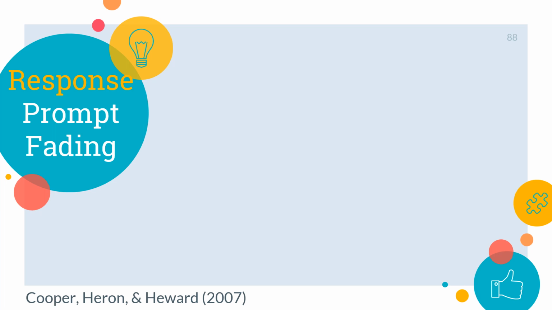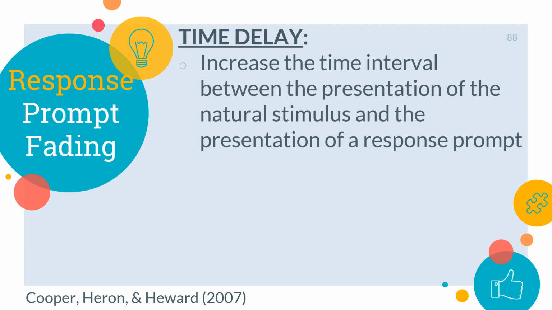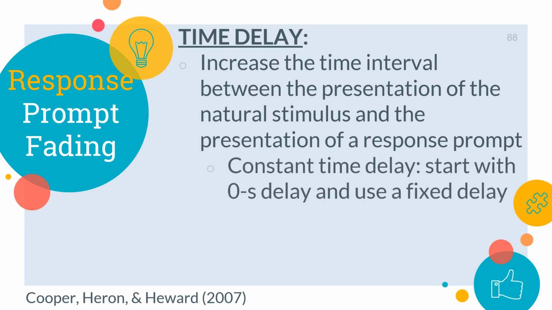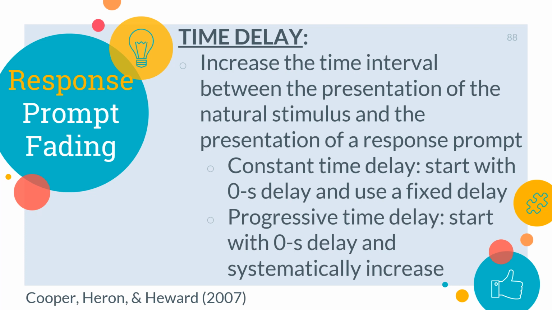Another example of response prompt fading is time delay. In a time delay, you increase the time interval between the presentation of the natural stimulus or discriminative stimulus and the presentation of a response prompt. A time delay could be constant or progressive. In a constant time delay, you start with a 0-second delay and then use a fixed delay between the discriminative stimulus and the response prompt. In a progressive time delay, you start with a 0-second delay and then gradually and systematically increase that delay according to some rule.